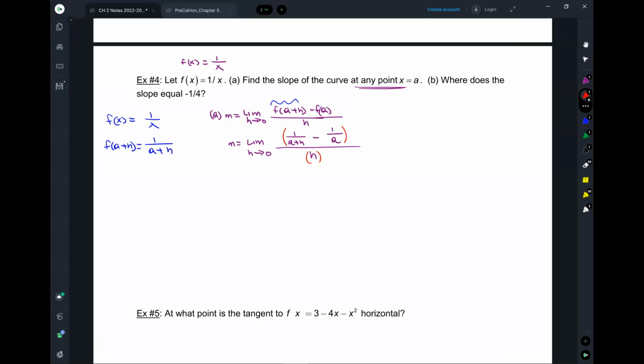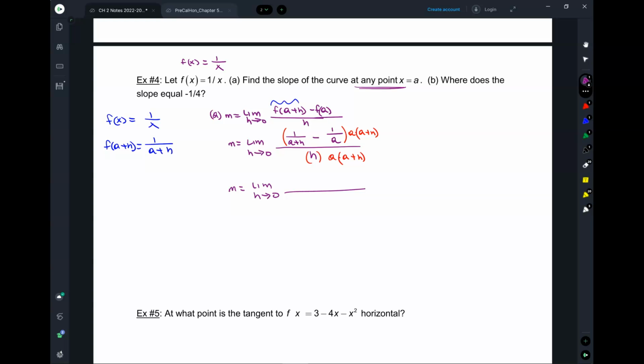The common denominator in the top is a plus h. So we multiply top and bottom by a plus h. Okay, and the bottom too. So m is the limit as h approaches 0 of, you see how instinctively I always create the main fraction line and then I fill in the top and the bottom?